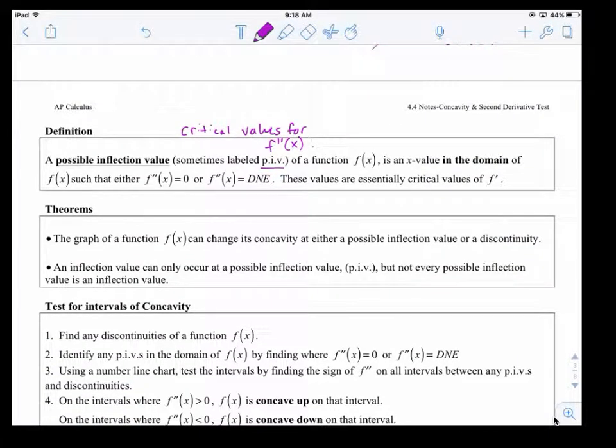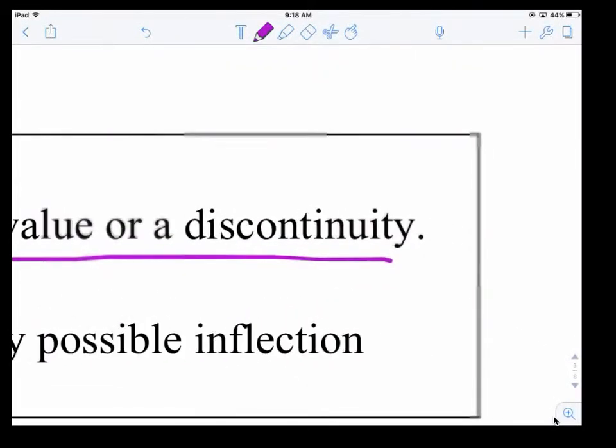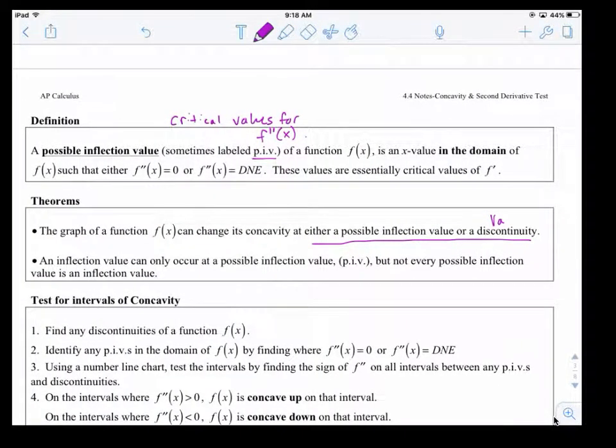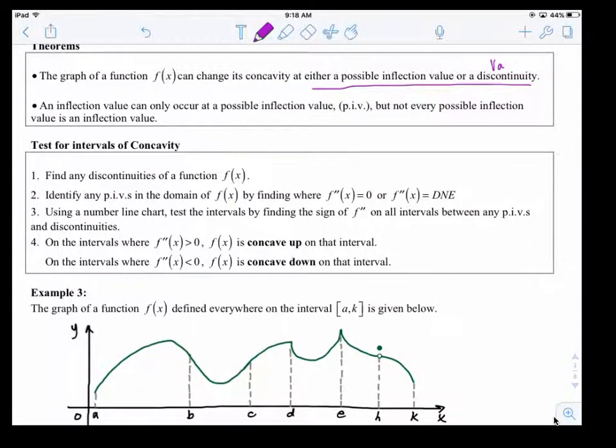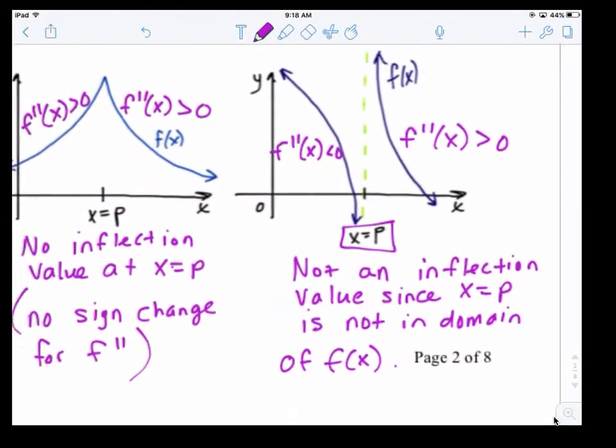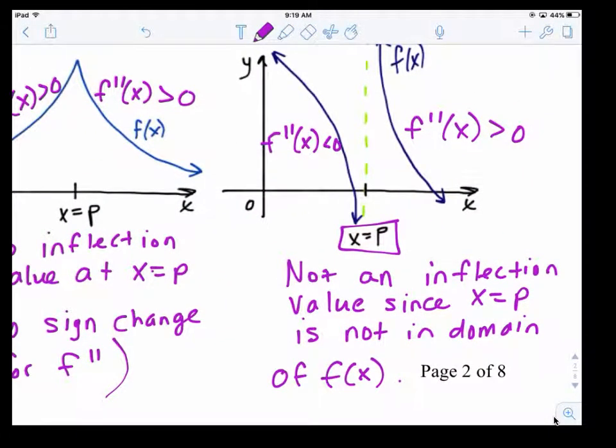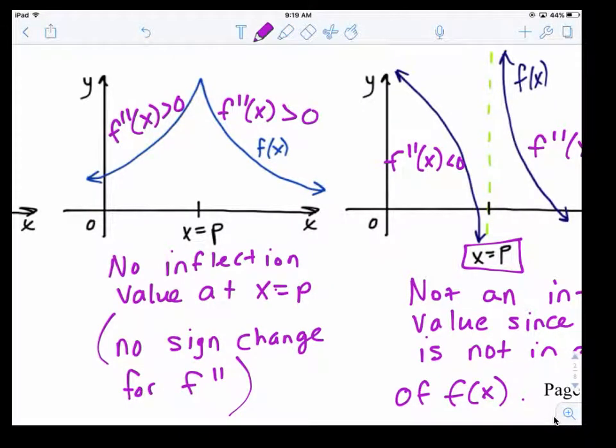All right. f of x can change its concavity at either a possible inflection value or a discontinuity, like a vertical asymptote. An inflection value can only occur at a possible inflection value, but not every possible inflection value is an inflection value. That's kind of what we did for the last one. Like this one's changing concavity, but it is not an inflection value because it's not in the domain. And right here, your second derivative wouldn't exist, but you're not seeing a sign change.